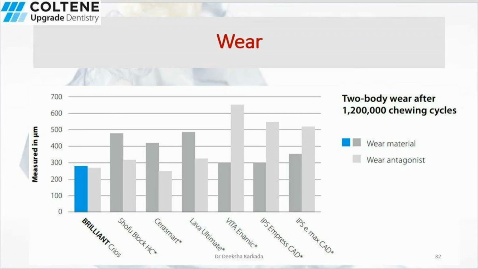BRILLIANT Crios and IPS Empress CAD have lower wear of the material that we have placed. Antagonist is the material that is present opposite to the material that we have placed. Antagonist wear is very low among BRILLIANT Crios and Cerasmart materials.